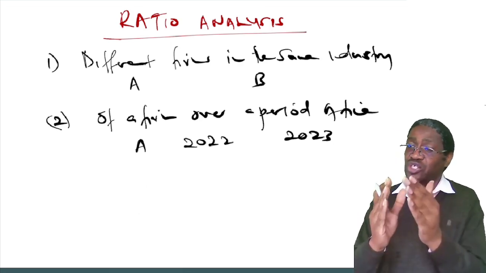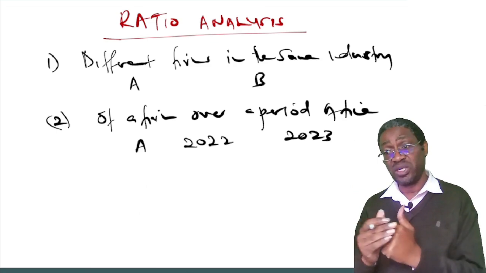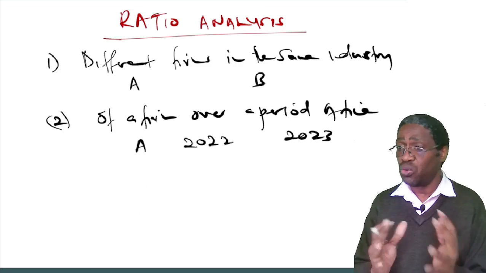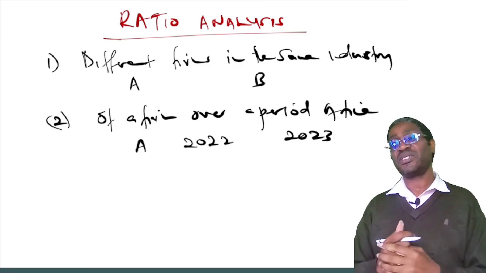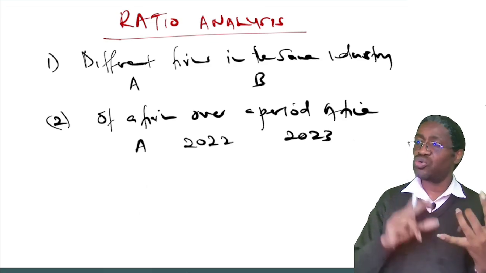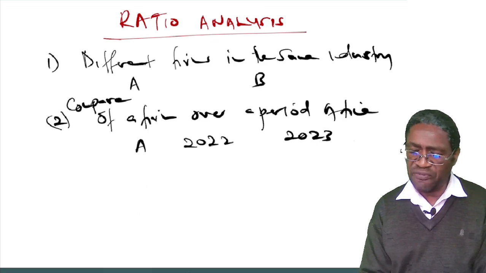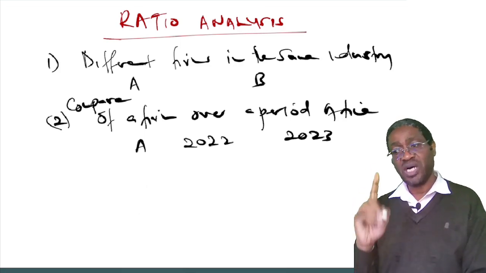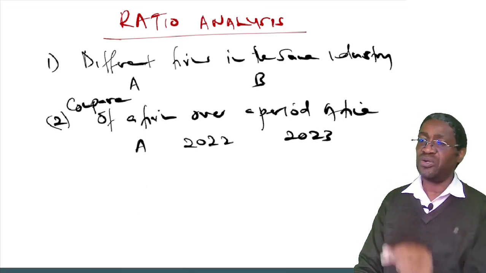From the financials of 2022, you calculate some ratios. From the financials of 2023, you calculate some ratios. And from the two sets of ratios, you will conclude in which year you as a company did better. So that's another use of ratios: to compare the performance of different firms, and to compare the performance of a firm over a period of time.